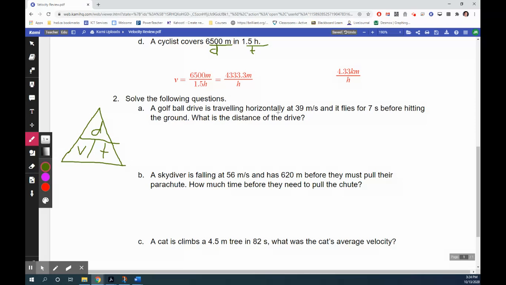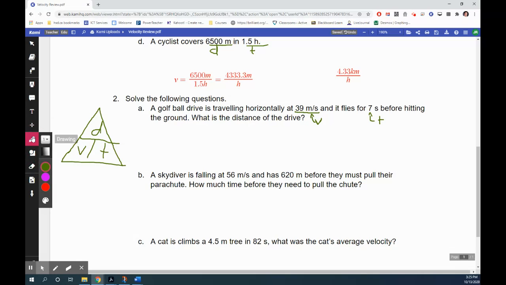A golf ball is traveling horizontally at 39 meters per second. We see meters as a distance, seconds as a time, but together they're neither a distance nor a time. They are a speed, a velocity. And so that's V. When you see m per s, that's a velocity. And it flies for 7 seconds. That's a time, okay, before hitting the ground. So what's the distance of this drive?